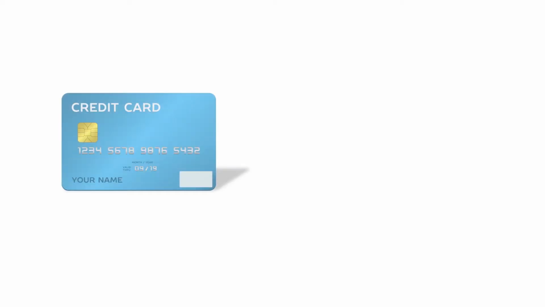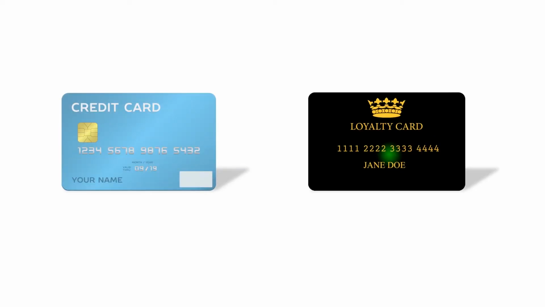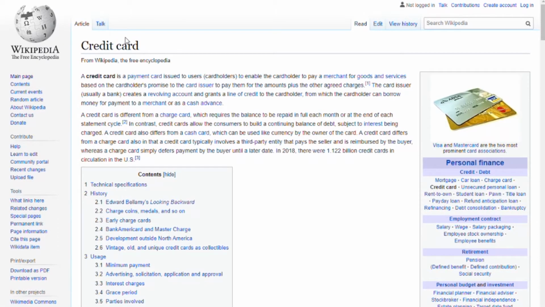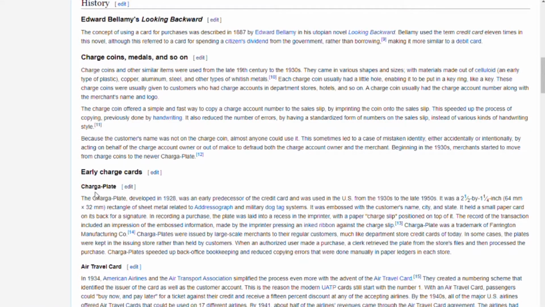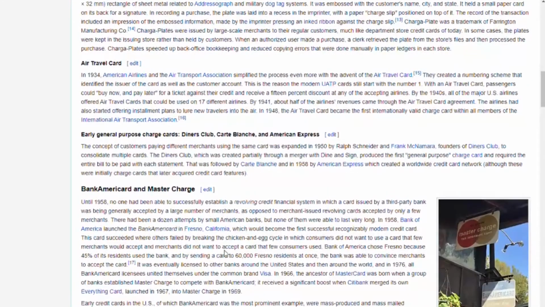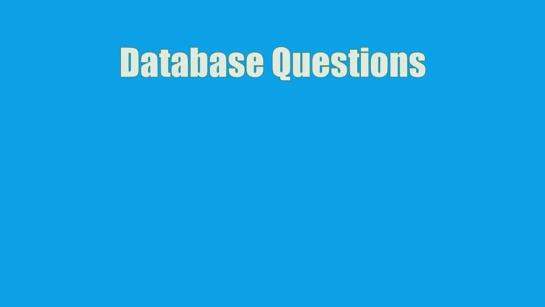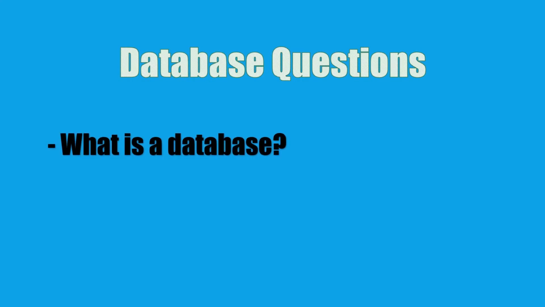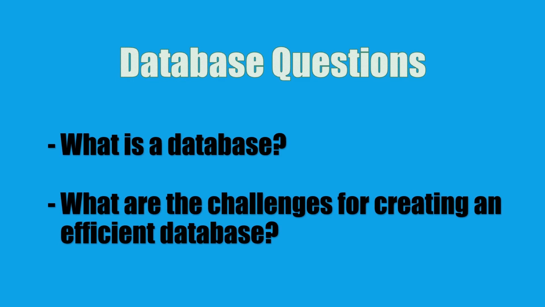Two examples of database-driven surveillance applications are credit cards and loyalty cards. These are long-established applications still being used extensively today, which historically served as a precedent for manifesting the logic and the power of database-driven surveillance. Yet before we delve into these two examples, we should first understand what a database is and what the challenges of creating an efficient database are.